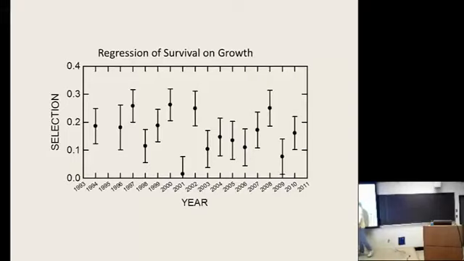And so we end up with these as selection coefficients with their 95% confidence limits. Keeping in mind that these measures of growth are independent of size. And you can see the conclusion. In most years, the colonies that grow faster also are those that are going to survive better, independent of size. Not always, which is actually sort of reassuring in some ways.